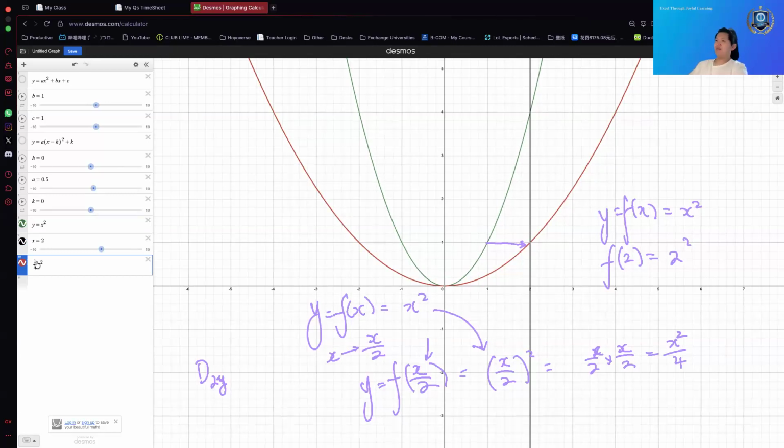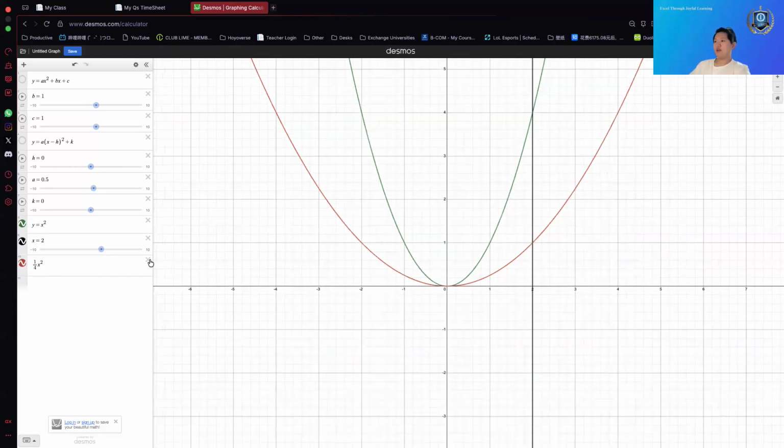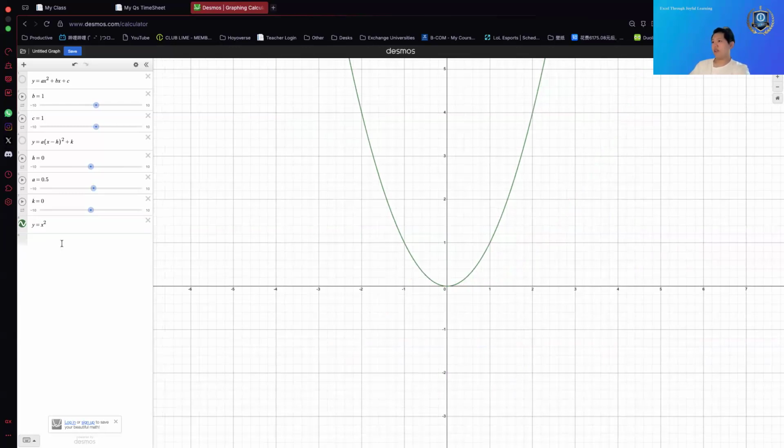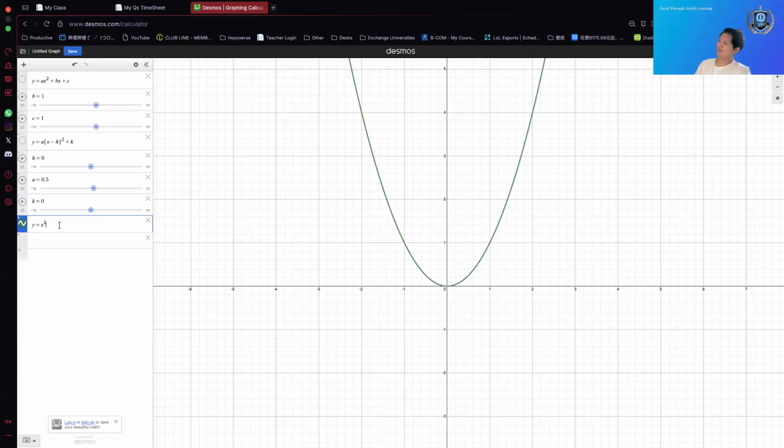Now, what about translating? It's quite similar, right? Imagine now that you have, let's say, this graph again. The easiest part is moving up and down. How would I move something up and down? You change the y.